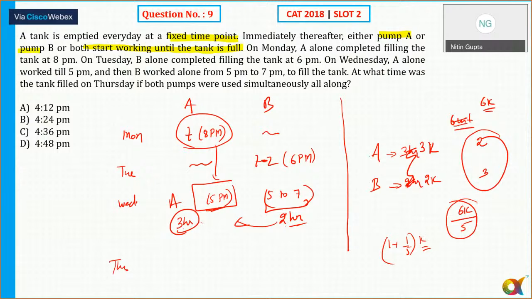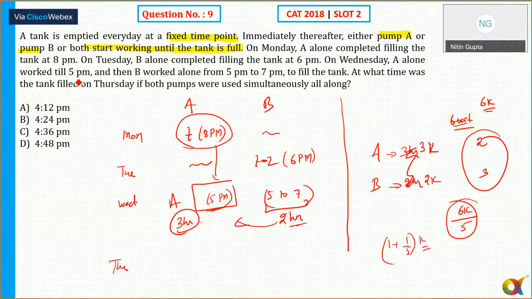So the question is, at what time will the tank be filled if both pumps were used simultaneously all along? That is the question here. So the answer comes out to be how much? Just see here. Can we calculate the value of K?